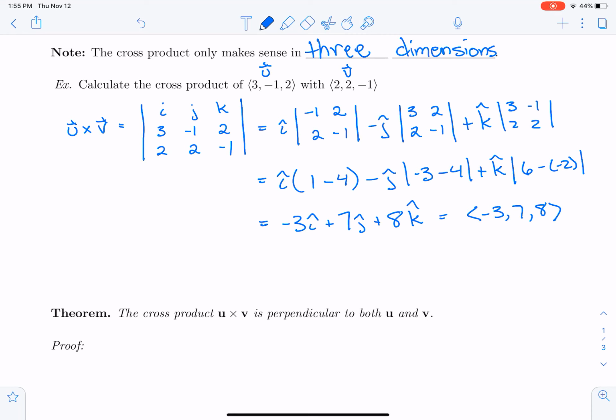So how do you show that two vectors are perpendicular? One way to do that is to take the dot product. So for the example, I'm going to show that the resulting vector of the cross product is perpendicular to both of the other vectors. So I'm going to do u, and I'm going to dot that with u cross v.